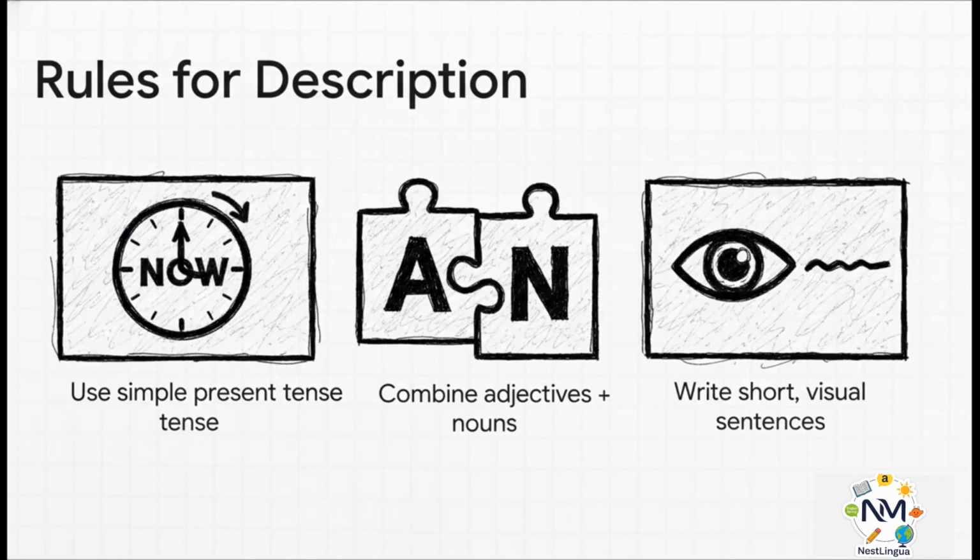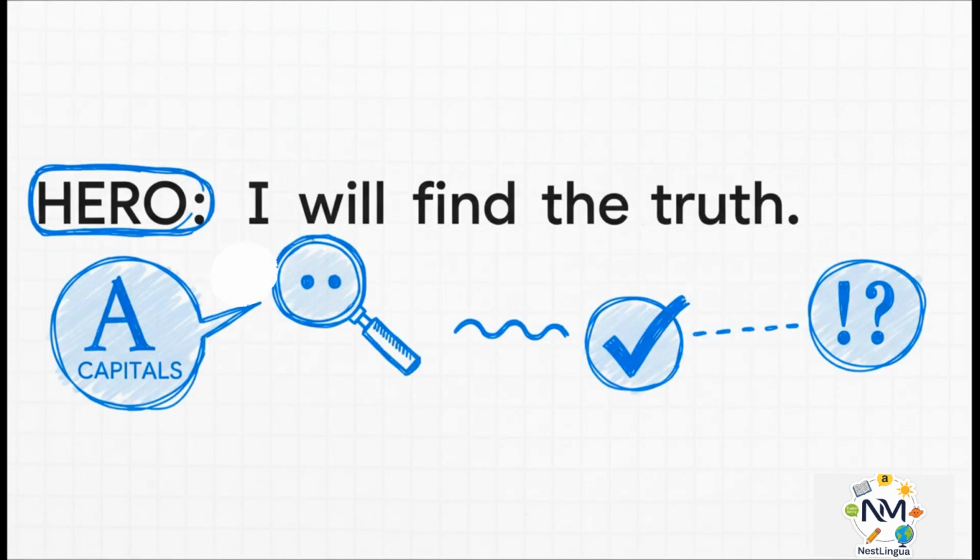When it comes to your descriptions, there are 3 golden rules. First, always write in the simple present tense. Why? Because it makes the reader feel like it's happening right now. Also, use strong combinations of adjectives and nouns and try to keep your sentences short and super visual. The rules for dialogue are just as important for making everything clear. The character's name always goes in capital letters, and it's followed by a colon. And of course, proper punctuation is key to help the actor know how to deliver the line. This formatting is the standard everywhere.